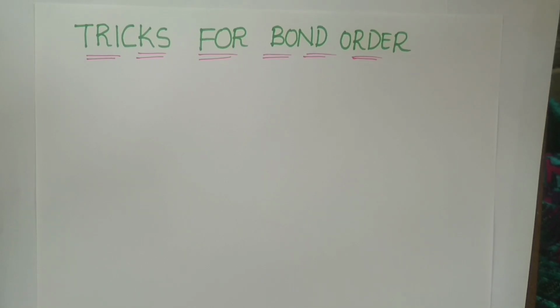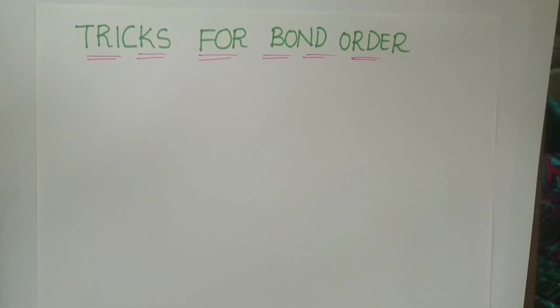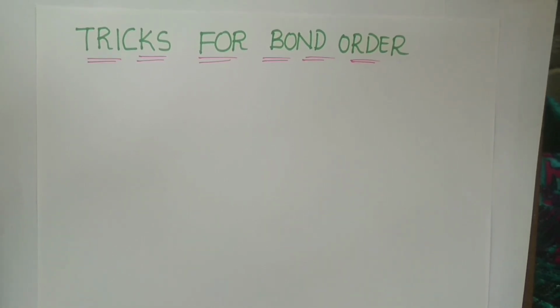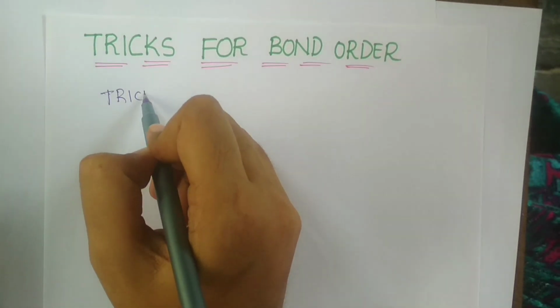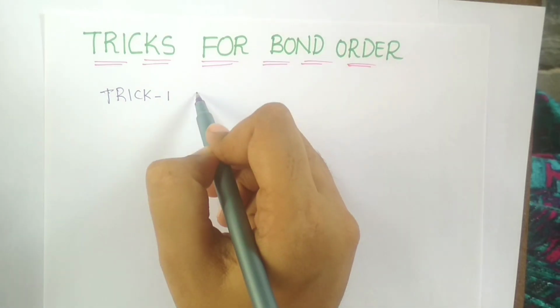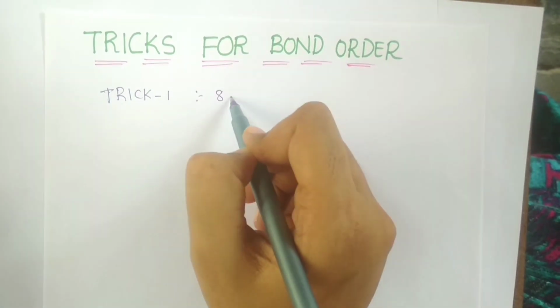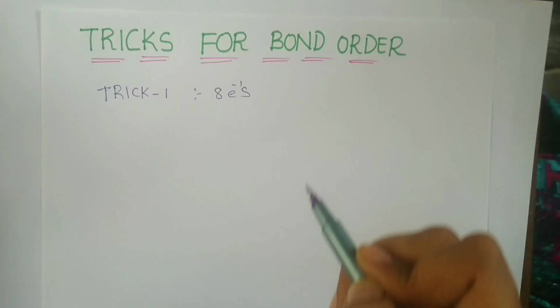Hello students, today we will discuss some tricks for calculating the bond order. First we will see trick 1. This trick 1 is applicable for the atoms which are having up to 8 electrons.